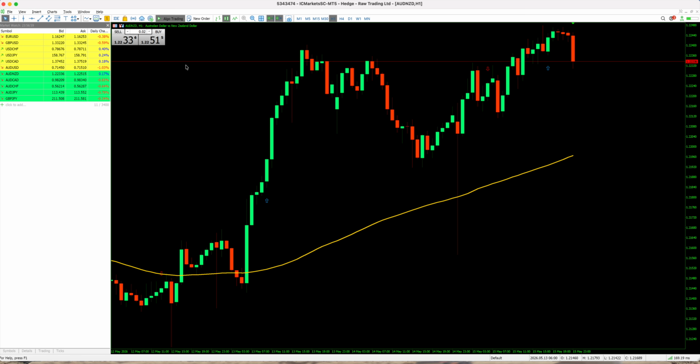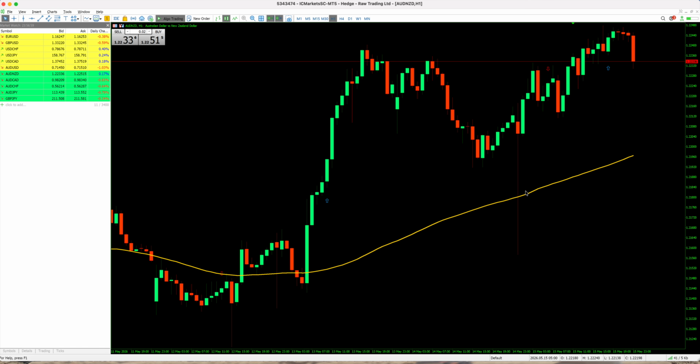So now we are on AUD NZD, Australian dollar against New Zealand dollar. Here we have the moving average and here we got the signal. You will get an alert at the opening of this candle. So your entry will be here. Always your stop loss will be here at this support.